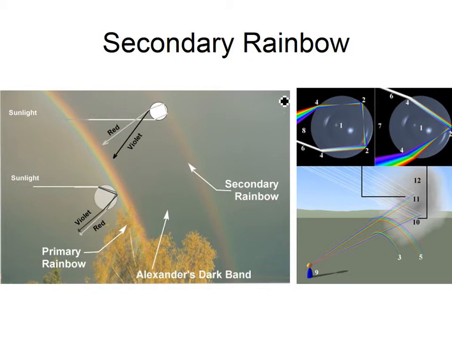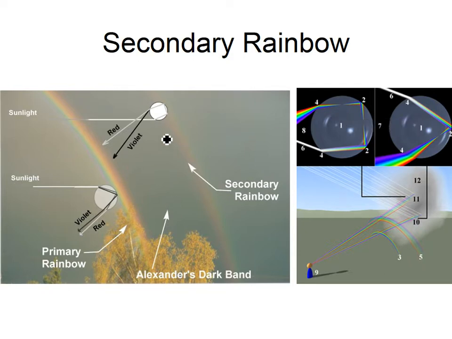So the key for a secondary rainbow is there is a double reflection inside the raindrop because of the angle it comes in at. Think about if you're trying to skip a flat stone on a lake. If you get the right angle, you can skip it multiple times. That's what happens for this light that's going in. It got just the right angle, so it kind of skips or reflects off the back of the raindrop twice and then comes out. When it does that, you're going to notice a couple things.